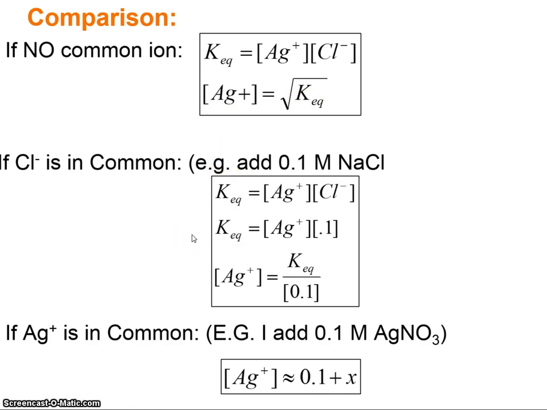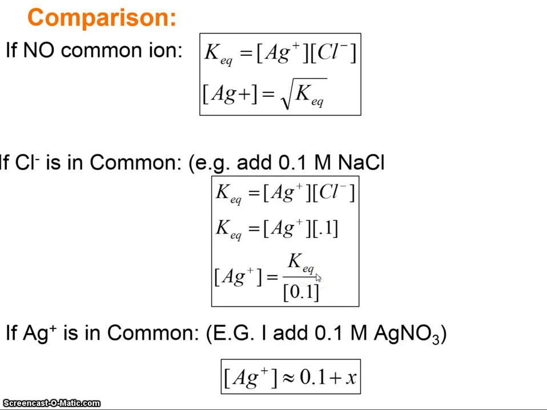If Cl minus is common, so if I added 0.1 molar NaCl, well, now I set up my equilibrium expression just like I did before, but now I've got this 0.1 molar here, whatever the concentration of the common ion is. My concentration of the other thing is K divided by that concentration of the common ion. That's if we're doing this particular setup, right?